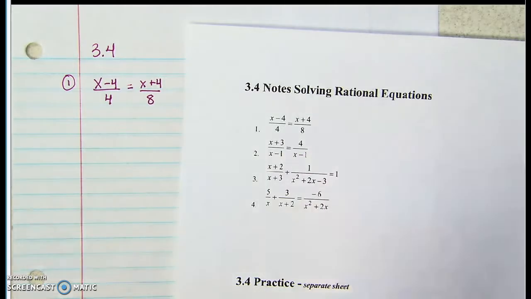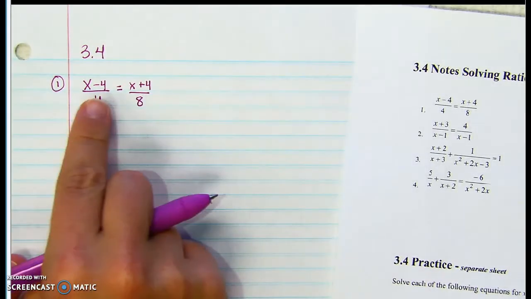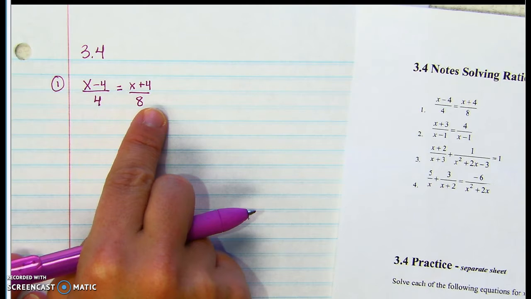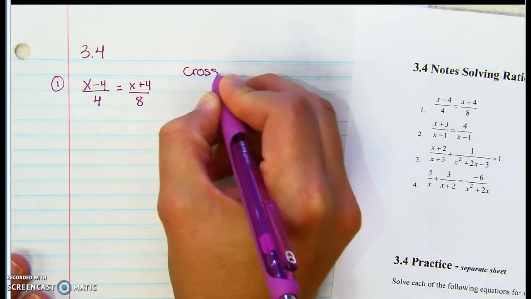Okay, I really like the first two. They're kind of easy. We're going to do something called cross multiply. So anytime you have a fraction equal to a fraction, that's called a proportion. We're going to use cross multiply.